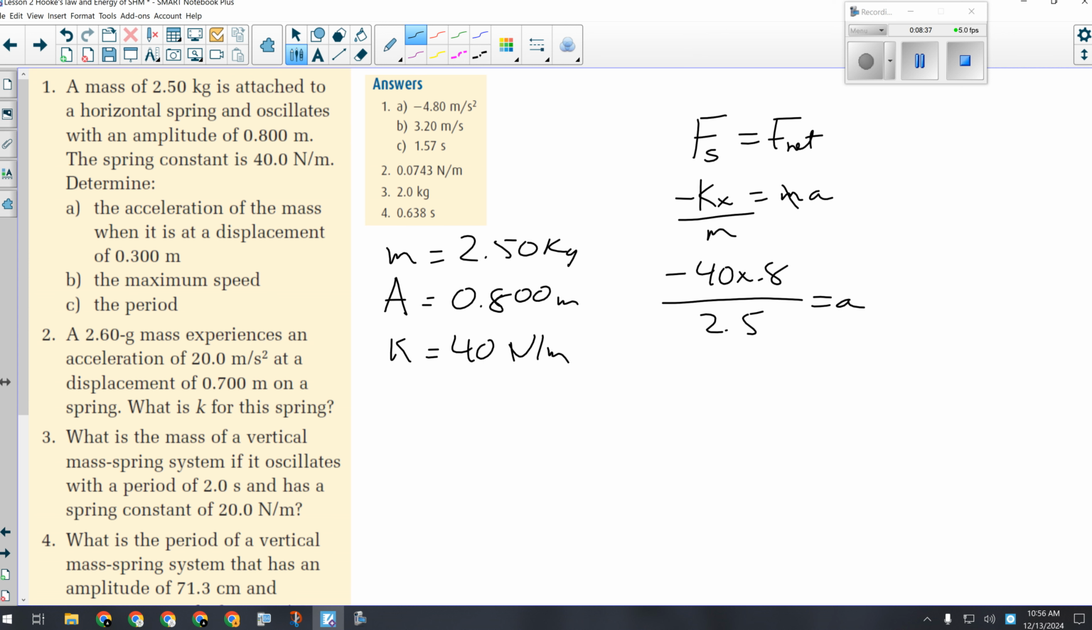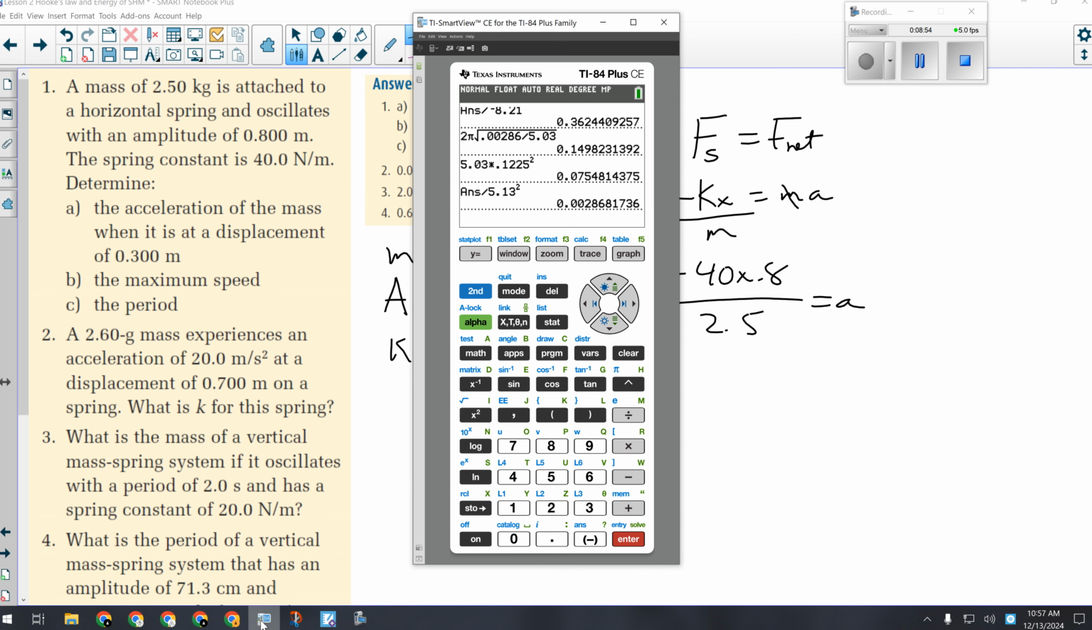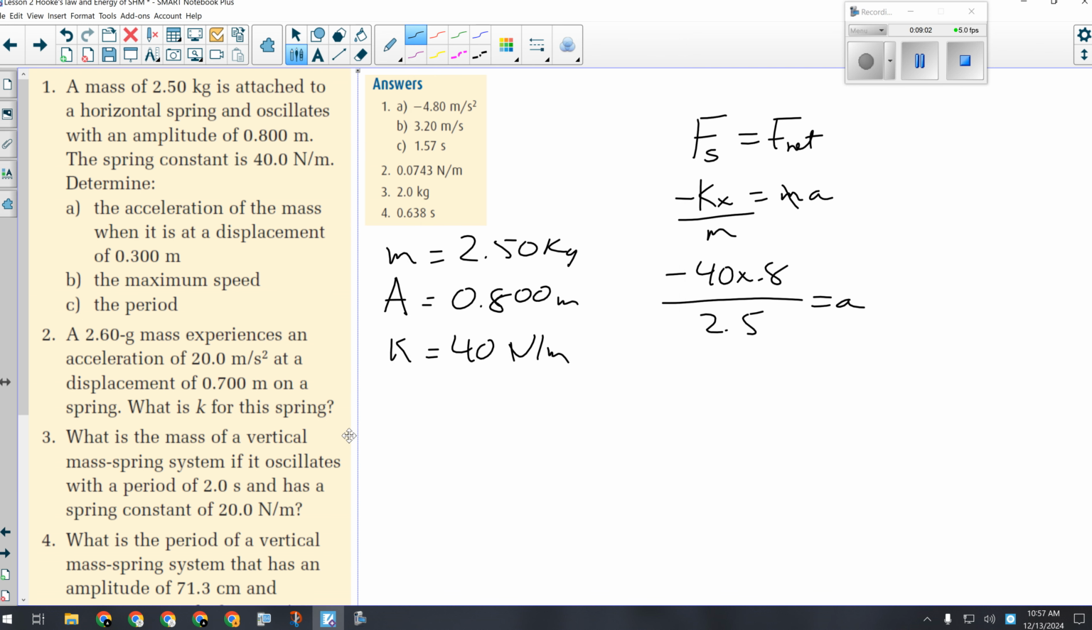Now, they did not tell me which direction the amplitude is in. Okay, so all I can do is give a scalar, just give a magnitude for the acceleration because I don't know which direction that amplitude was. Okay, my acceleration will come out negative because I'm plugging it in positive. All right, so negative 40 times 0.8 divided by 2.5. All right, so we're looking at negative 12.8. Whoop, did I punch something in wrong there?